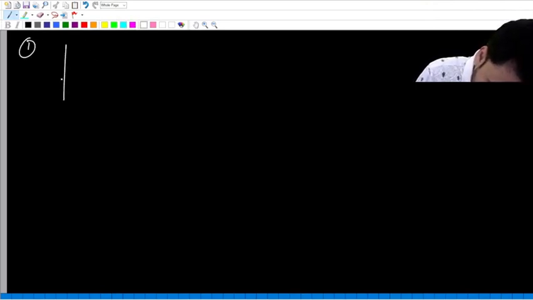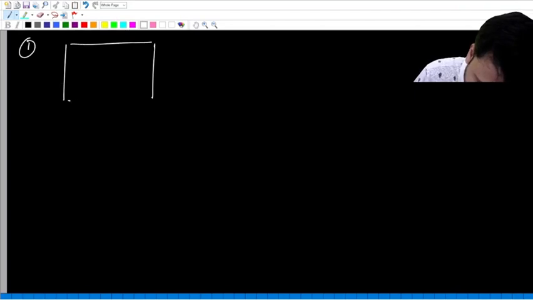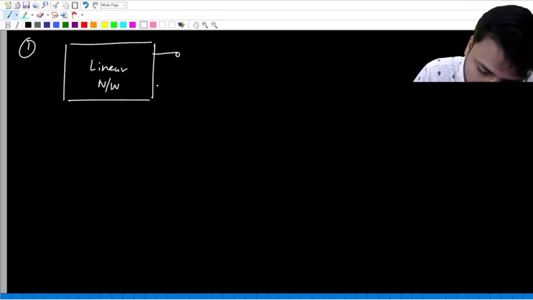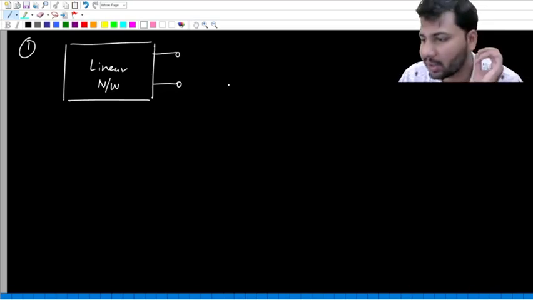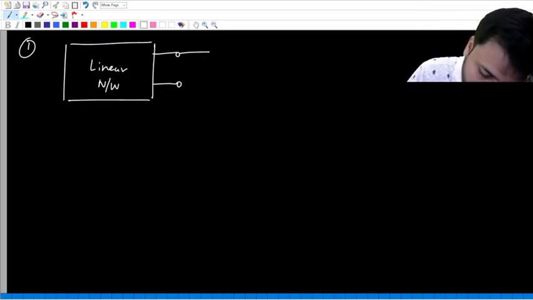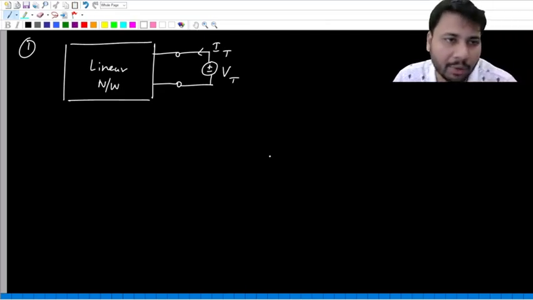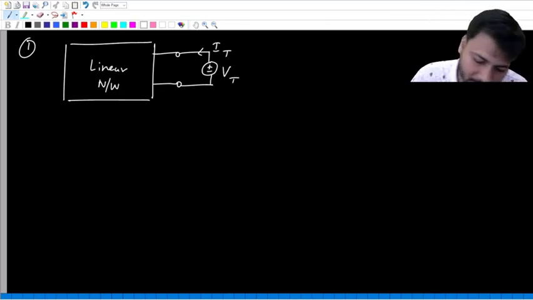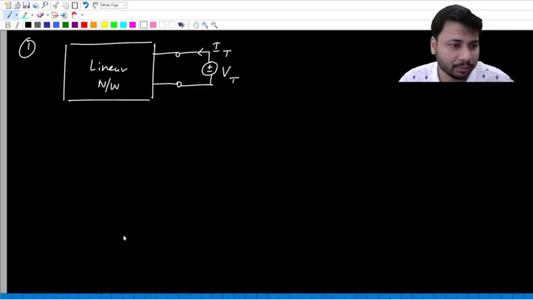So let's say we have a linear network. This is a linear network, and this linear network has only two terminals. So definitely these two terminals will form a port. Across these two terminals I have connected a voltage source Vt, and the current flowing out of the plus terminal is It.